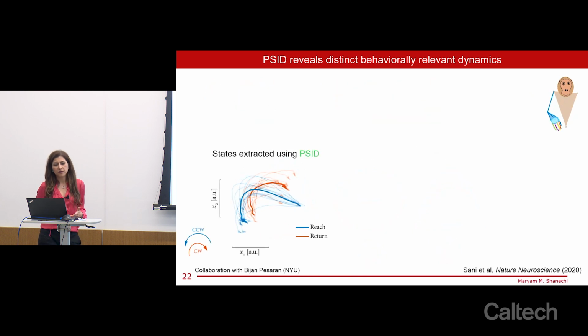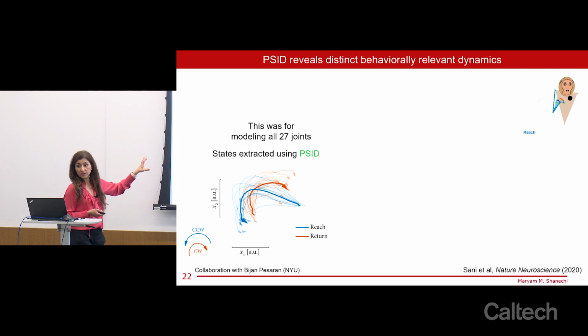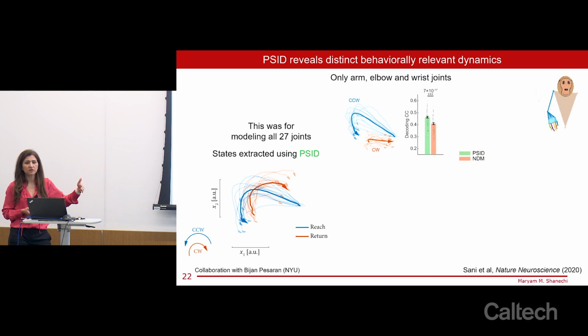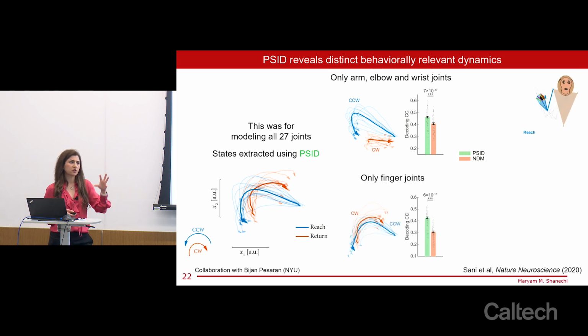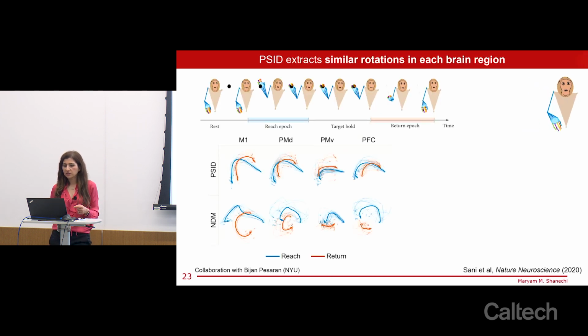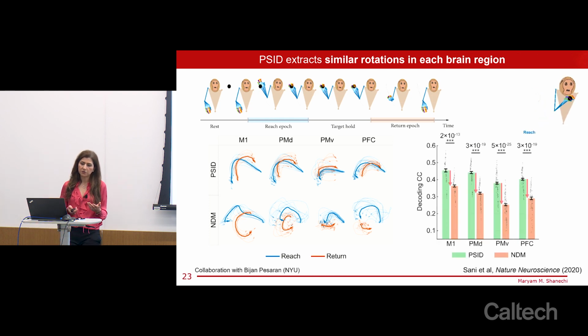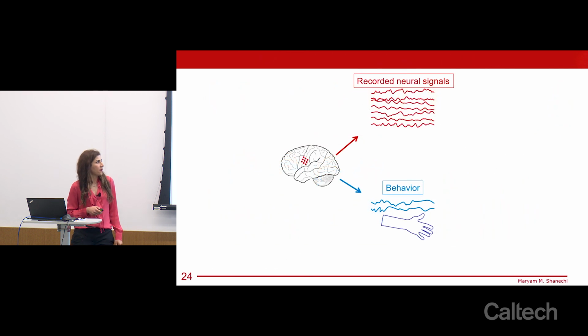All right, we also confirmed that this held regardless of which behavioral parameters we model. Our general modeling is for 27 joint angles, but the same reverse directional rotations show up if I only look at the arm angles, if I just look at the finger angles, or if I look at muscle activations or EMGs inferred from a musculoskeletal model. These reverse directional rotations also held across different brain regions. So M1, PMD, PMV, PFC all had these reverse rotational patterns with PSID, whereas they didn't with NDM. Okay, so this is a deep dive into the PSID results, and as you'll see in the notebook, you get a lot of experience with a bunch of them using the public Miller dataset.